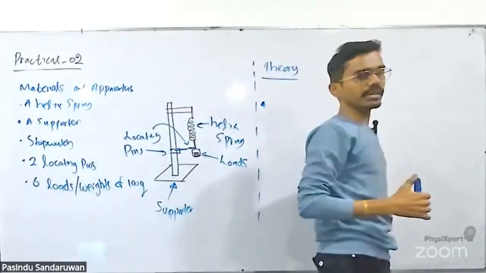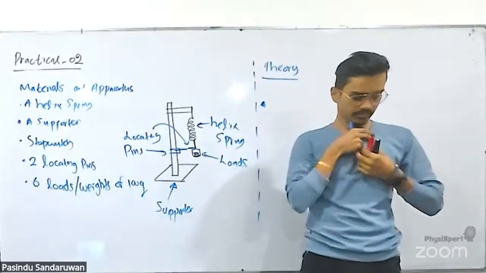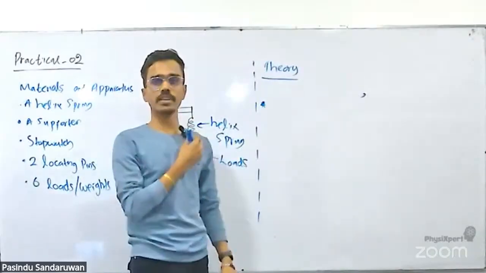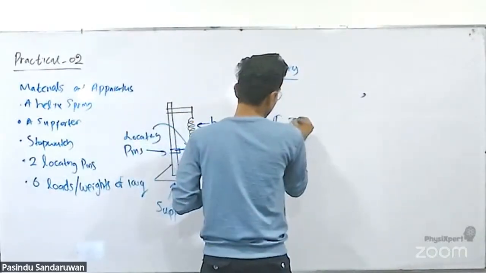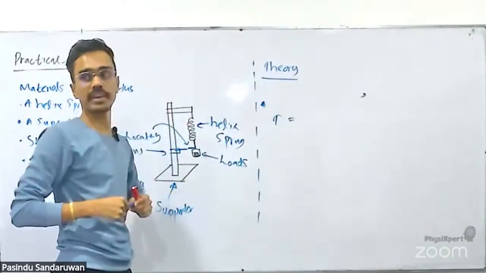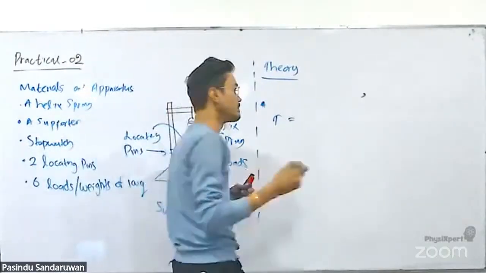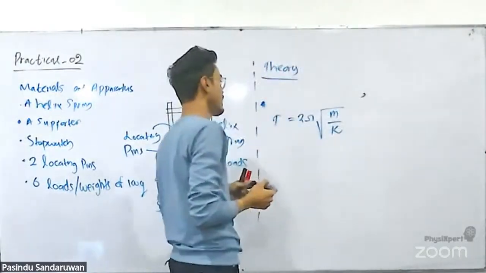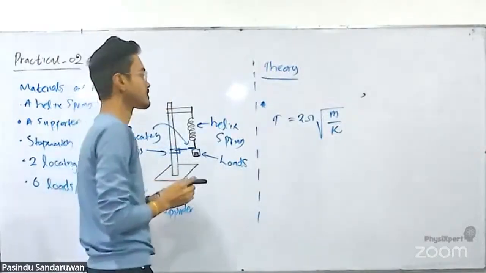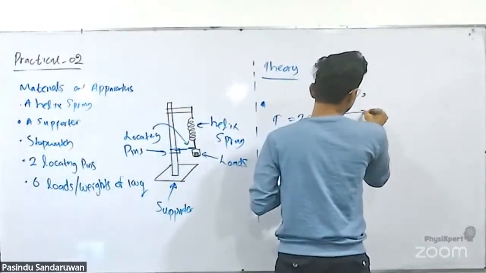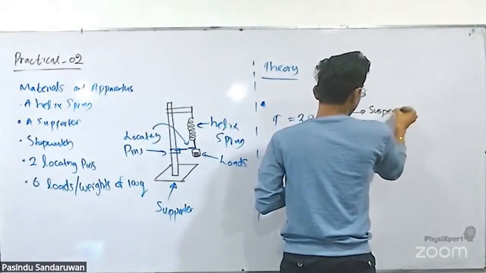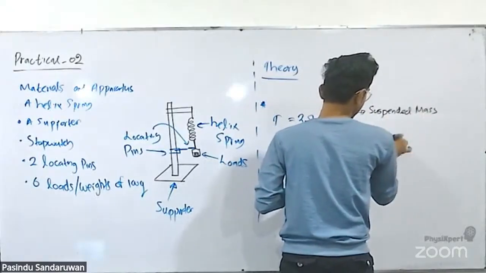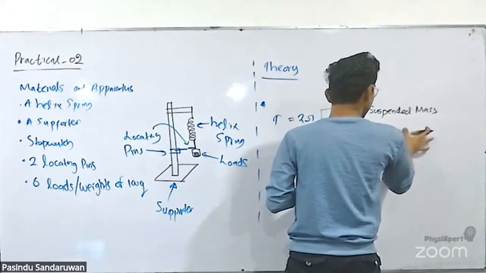Then period of oscillation is given by T equals, what is the equation for the period of oscillation of a spring? 2 pi root m over k, right? Put a comma and write down T equals 2 pi root m over k. Introduce the terms: m is the suspended mass, k is the spring constant.